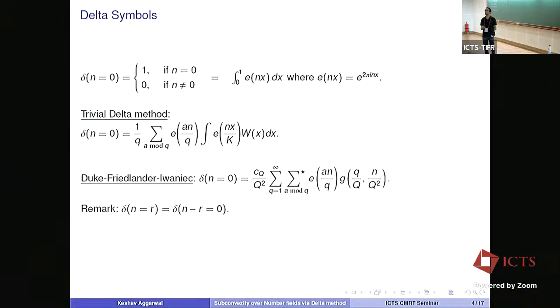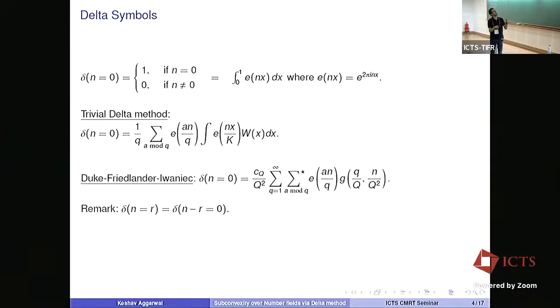On the other hand, you have a more powerful and more flexible delta method. This is because of Duke-Friedlander and Iwaniec. For that, you should notice that there are now q squared many frequencies as opposed to q many frequencies, q squared many additive characters as opposed to q many additive characters. Over here, this g is a certain weight function that determines how large this q and n parameters are.